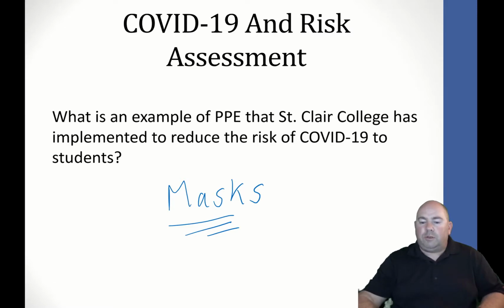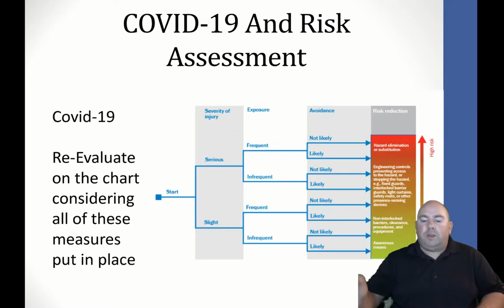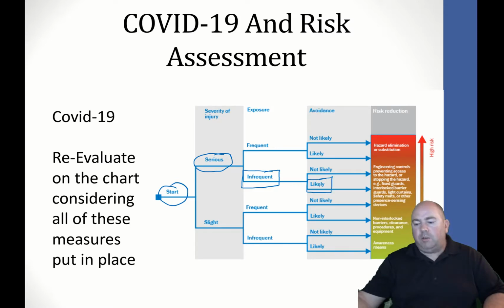So that's hitting all 5 of those, all different examples. If you're implementing all of those different policies, what can we do here? Let's start from here. We are still serious, but now we've been able to reduce this down probably to infrequent, and we probably can reduce your chance of avoidance, dropping down to likely to avoid as opposed to not likely.